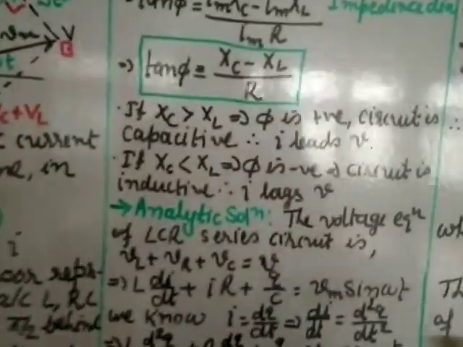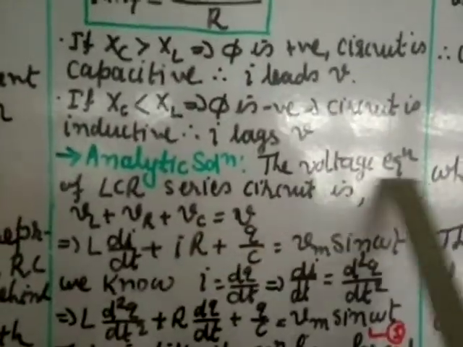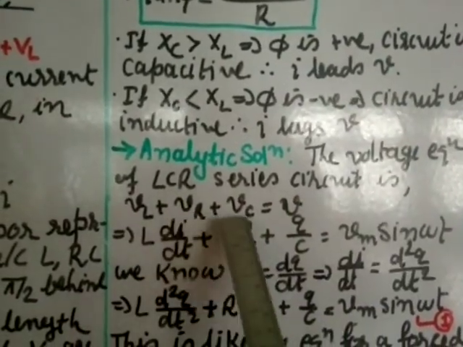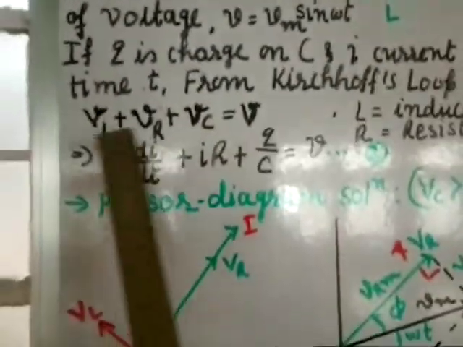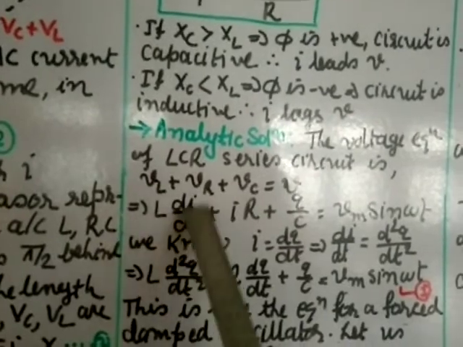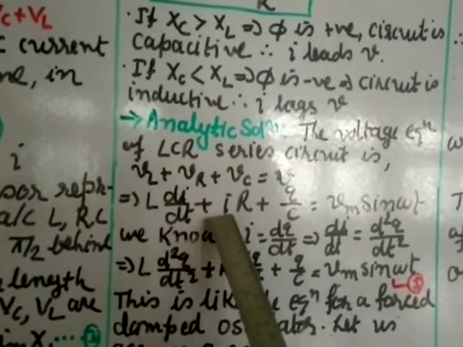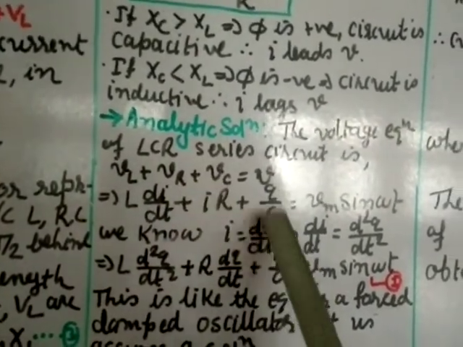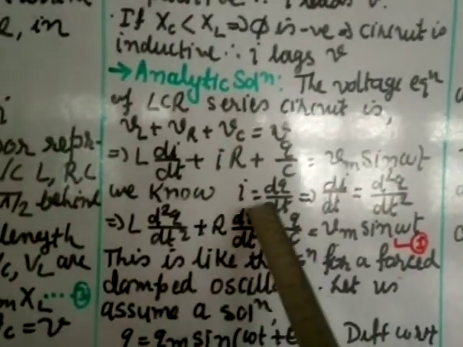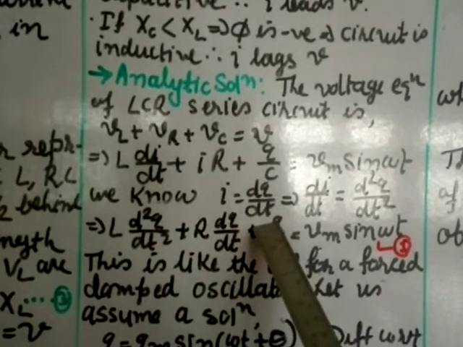Now we'll do the analytic solution. The voltage equation of the LCR series circuit is VL plus VR plus VC is equal to V. Same as this one, and I'll put the values as well. Instead of VL, L di by dt, plus VR is IR, plus VC is Q by C, and V is Vm sin omega t. I'm just putting the values back. Now we know that current I is given by dq by dt.